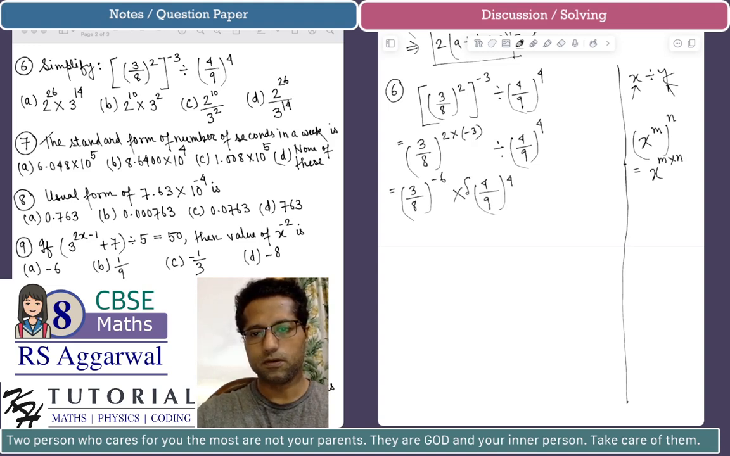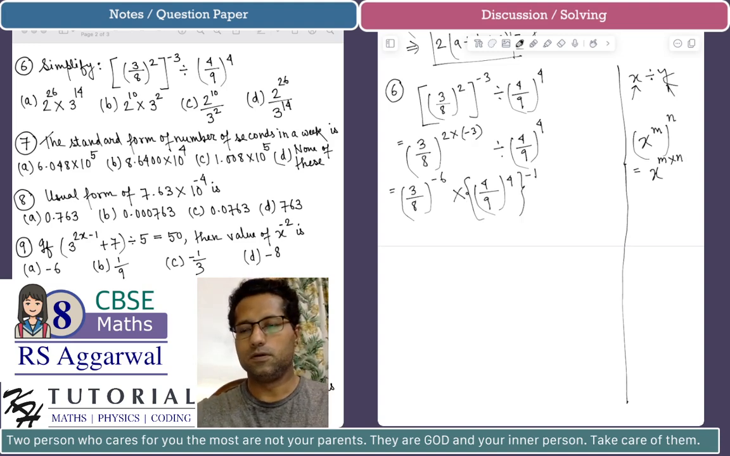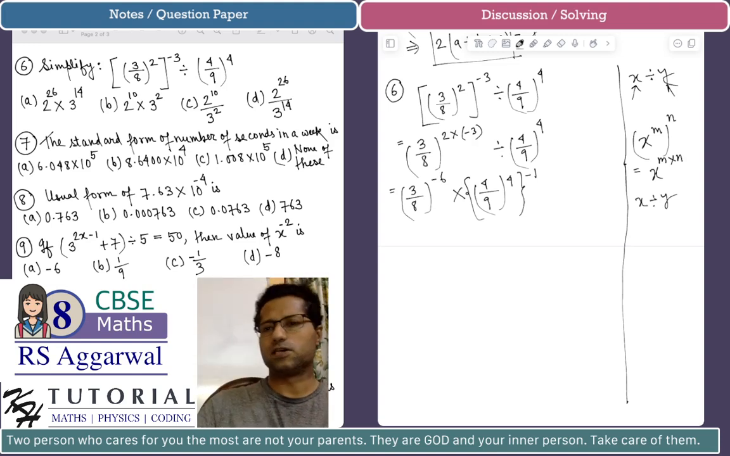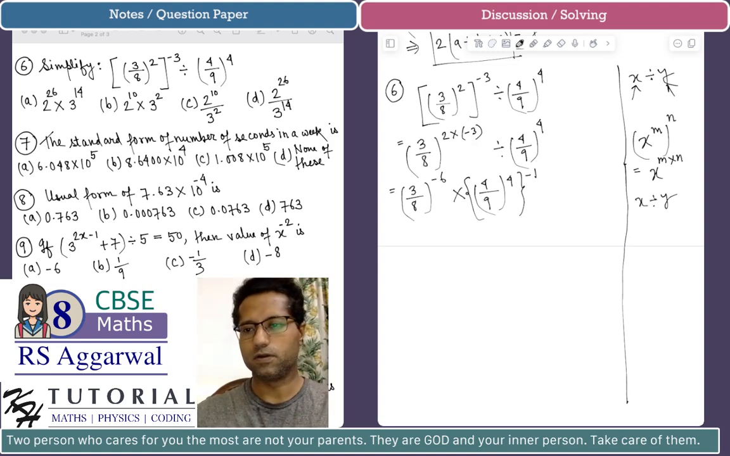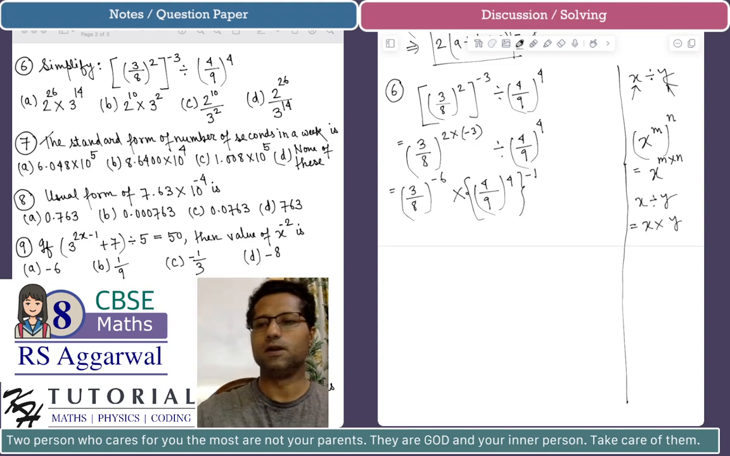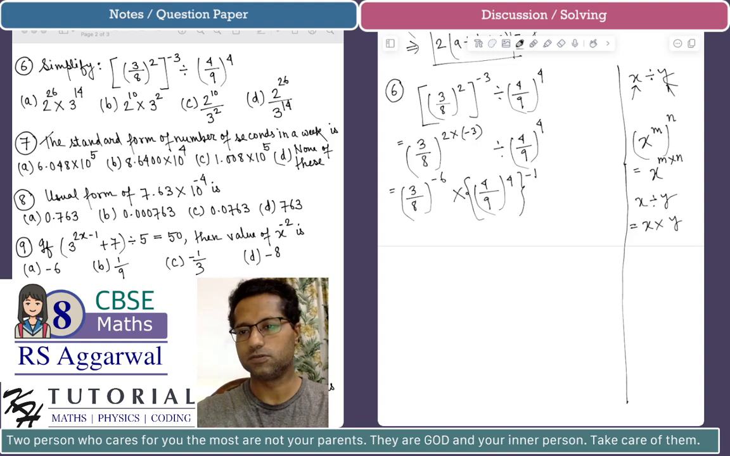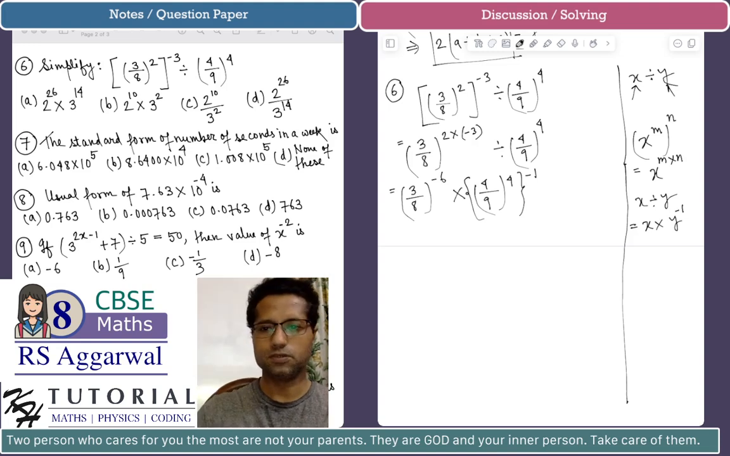The reciprocal of the divisor. So the concept is, if you have something like x divided by y, where x and y are some rational numbers, it could be in the rational form or in exponential form, whatever. This is nothing but x multiplied by the reciprocal or the multiplicative inverse of y, that is y raised to the power minus 1. This concept I have applied in the last step.